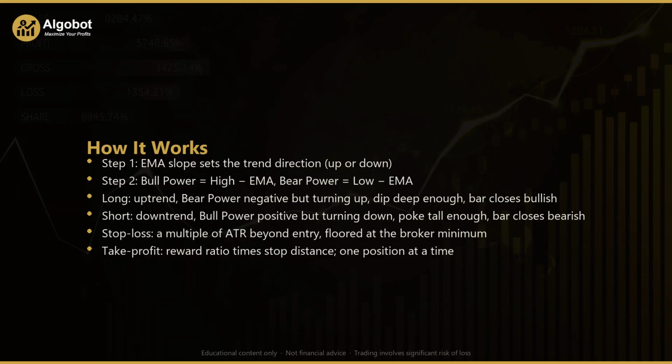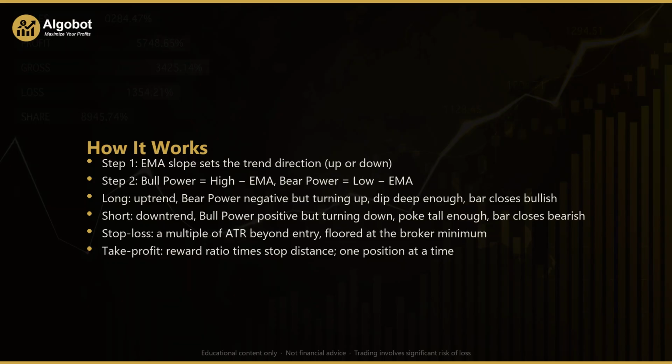When bear power is still negative but has ticked back upward compared to the previous bar, it suggests the sellers are losing their grip and the uptrend may be about to resume. So for a long setup, conditions must all line up. The market must be in an uptrend. Bear power must be negative but higher than it was on the prior bar.